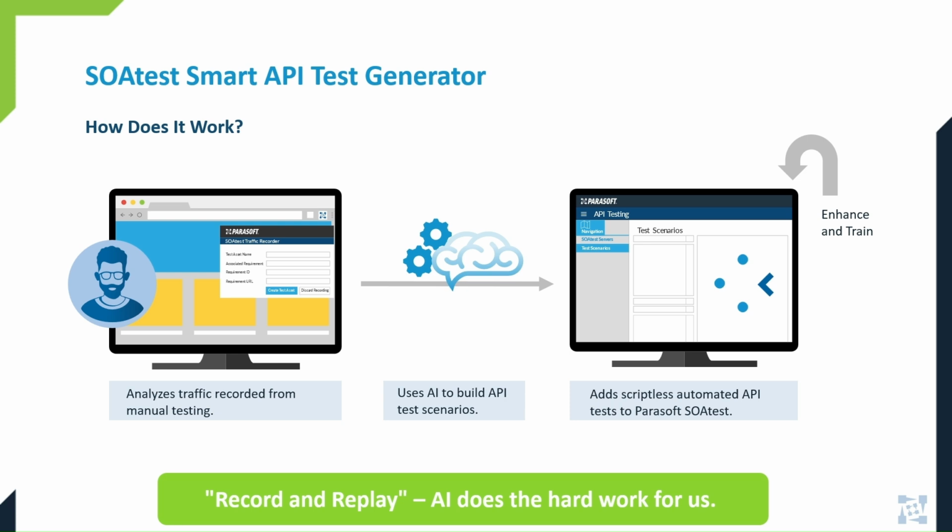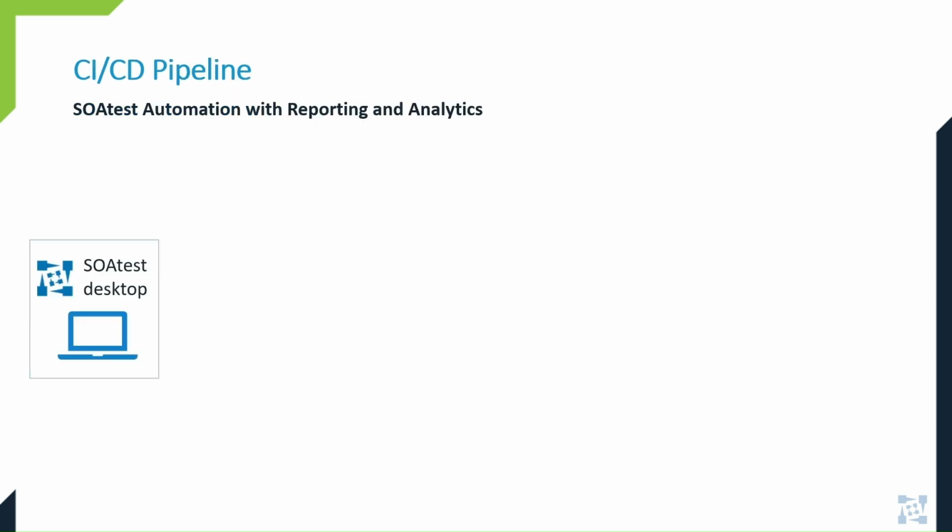Now, next, we're going to look at how SOATest integrates into CI/CD pipelines and how it optimizes test execution while streamlining remediation. It all starts with SOATest Desktop, where test cases are generated. From there, test cases are integrated into the CI/CD pipelines using SOATest Automation Edition, which provides a command line interface for easy integration. SOATest supports a wide range of CI/CD pipelines, but some of the most popular are Jenkins, Azure DevOps, Bamboo, and many more.